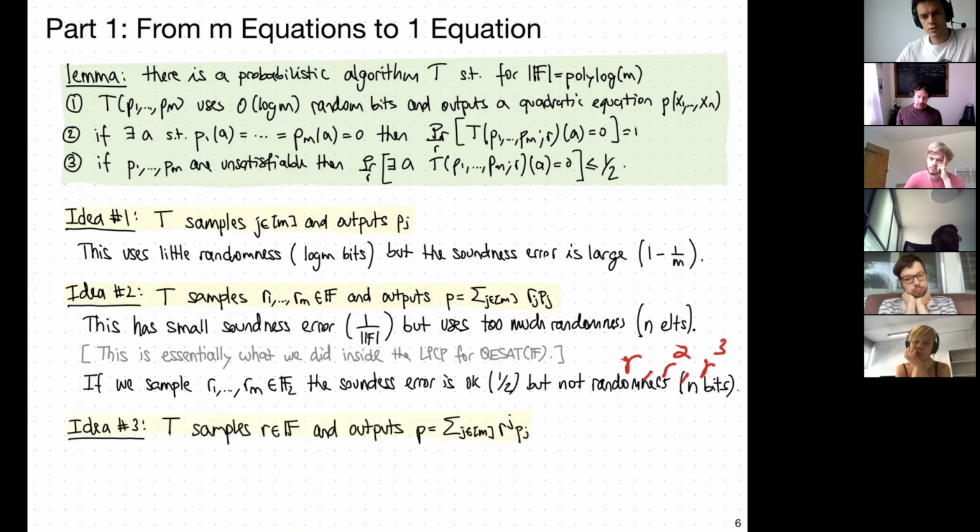Okay. So I have a question about this idea too. Yes, this A is not fixed. I can easily see that for fixed A, if one of these polynomials is not zero, then after taking a linear combination, we'll have non-zero with high probability. But this A is not fixed. So why is this soundness error so small? So you're talking about idea number 2 here.